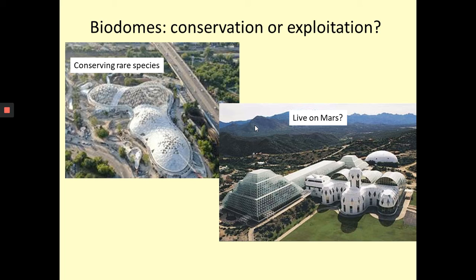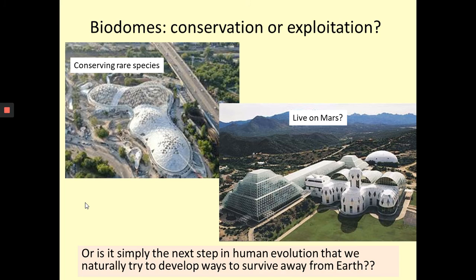Let's go live on Mars and do what we can up there when the Earth is no longer a viable place for us. So I don't know. There's no right or wrong with that. It's interesting to think about, and you've all got your own opinions on that. It could simply just be that living on Mars is our next step in evolution, that we're naturally trying to develop ways to survive away from the Earth. Anyway, I'd be interested to know what you think, if you feel like sharing your thoughts on that.